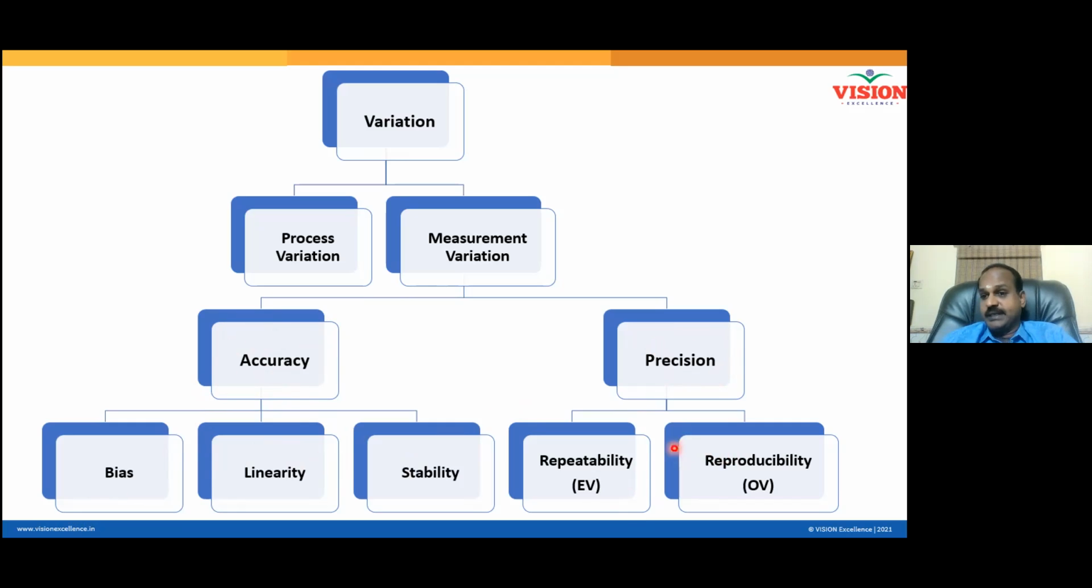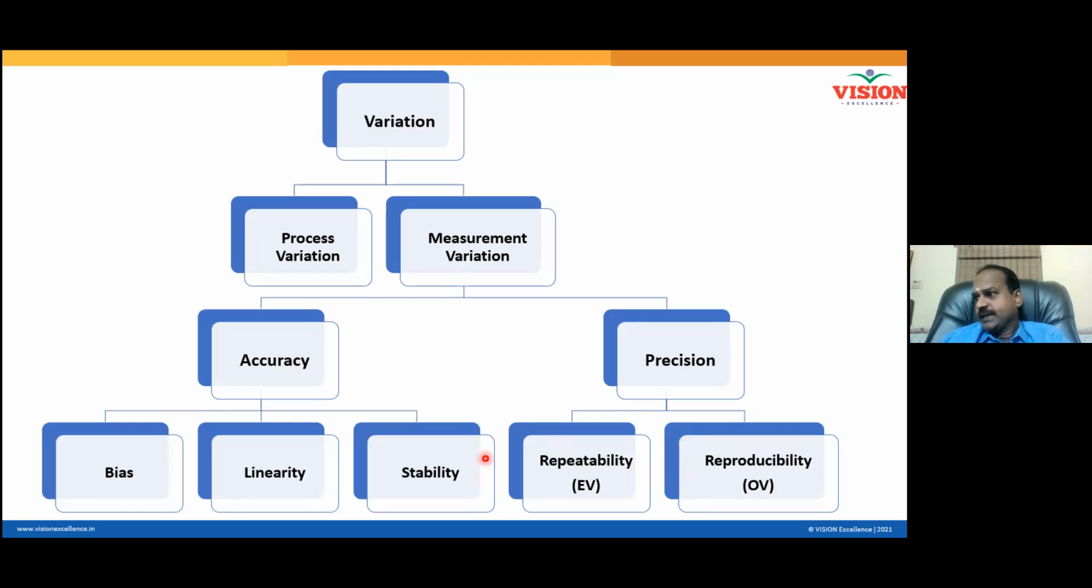What is repeatability? I measure a component multiple times. What is the dimension of the component? Our discussion is 100 mm. You are asking me to measure it 3 times. I measure 3 times and I give you exactly 100 mm all 3 times. Component is 100, the measured value is 100. And now 3 times I measured, all 3 times I am saying it is 100.